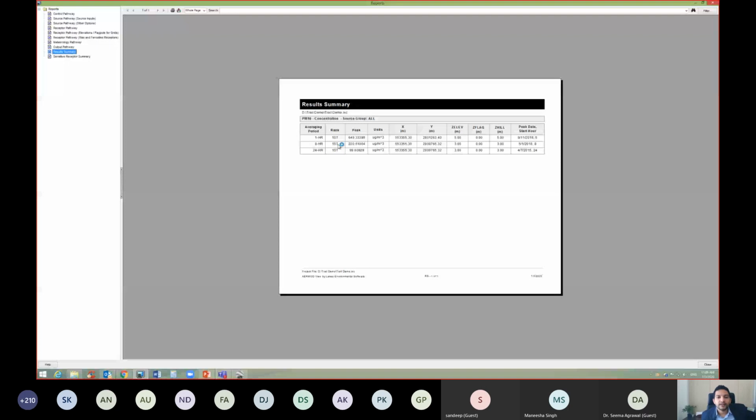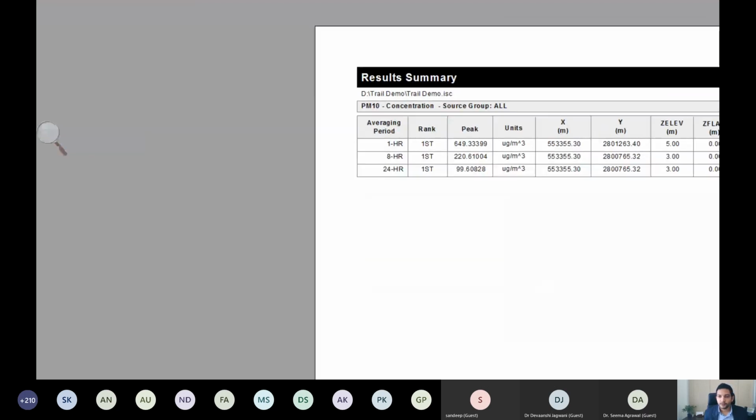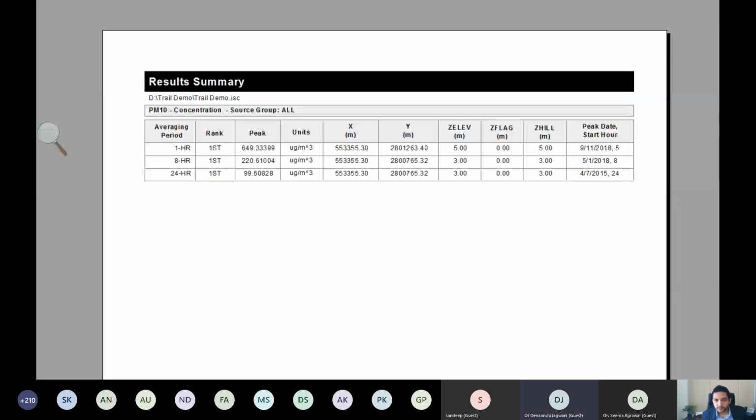Here we can see, if it is visible, that we have used about 5 years of meteorological data, and the model is calculating the peak concentration as 650 at this location. Devanshi, please enlarge it, sir. Sorry, the words are not clearly visible. Can you please enlarge it? Okay. Magnifier. Is it visible now? Yes, sir, it's clearly visible now.